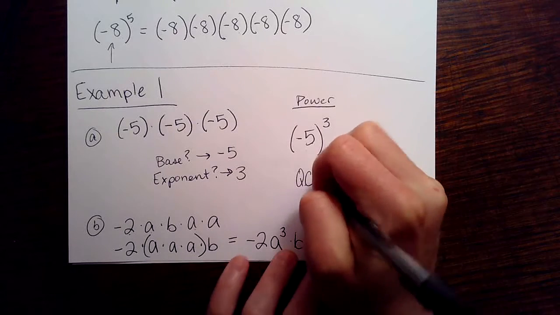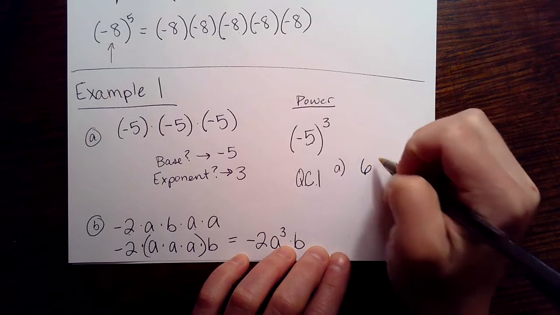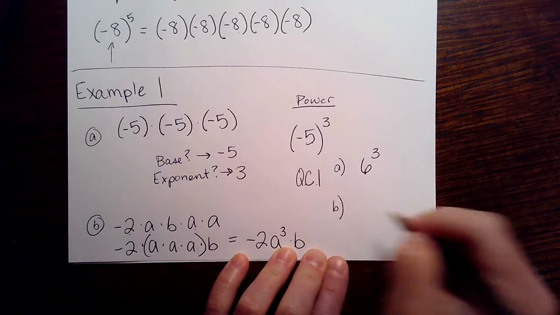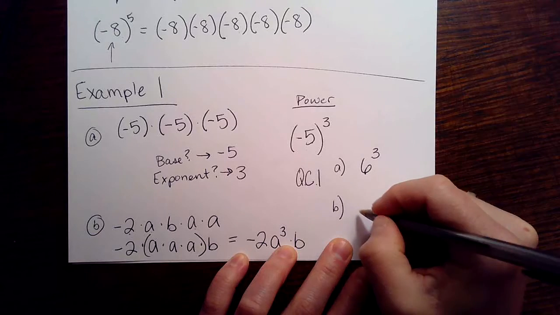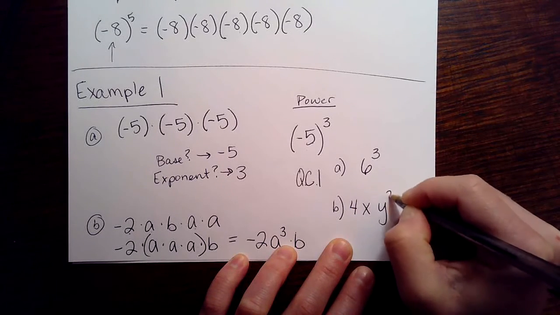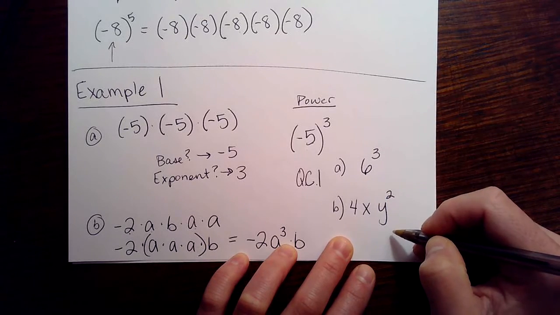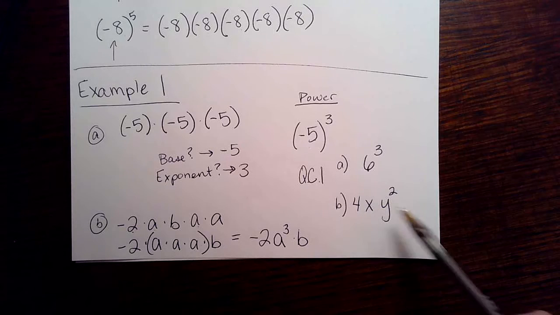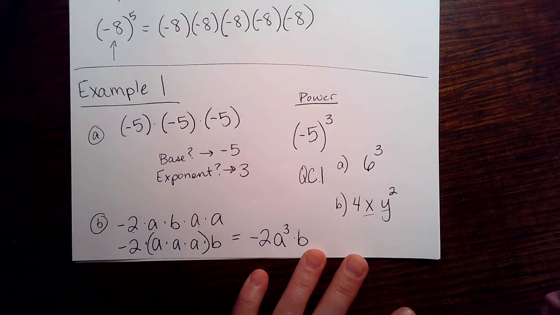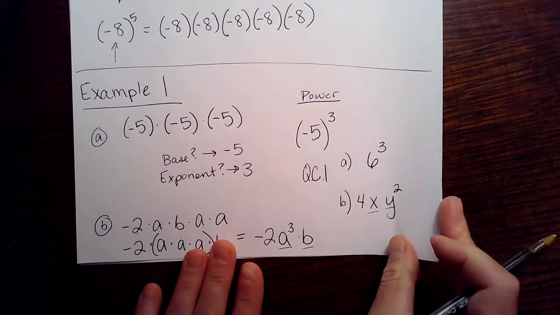Okay, if you've tried quick check 1, if you haven't, pause and try it. 1a is 6 times itself 3 times, or 6 to the third. And quick check 1b is 4 times x times y to the second, because that y is multiplied by itself twice. You might wonder why I put the x first and the y second. We typically put those variables in alphabetical order. I did the same thing here, a and then b.